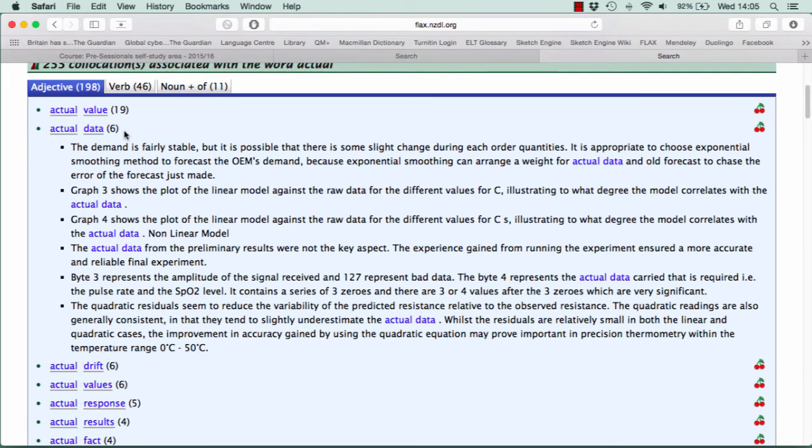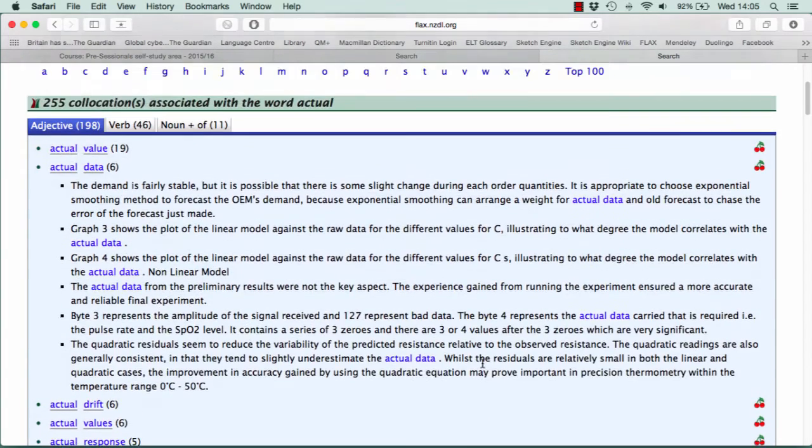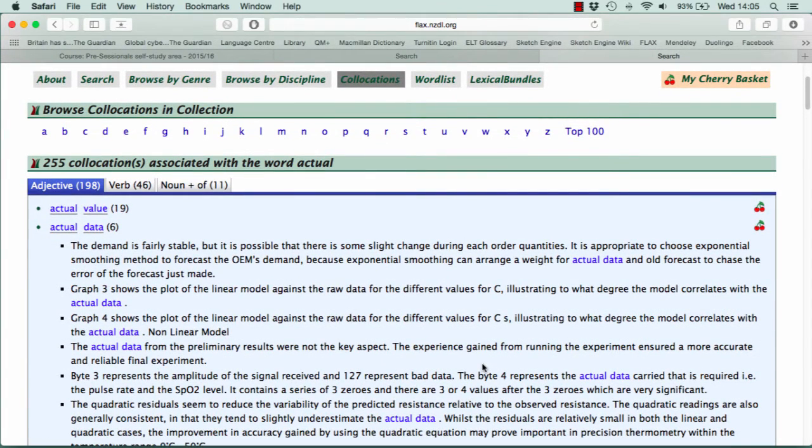Take actual data as an example. Once again, you now have 6 contextualized examples of that language in use. I hope that short introduction to FLAX and its functionality gives you some ideas about how you might want to go about exploring some of this language for yourself. You'll find good examples of assignment types, good examples of language use, and hopefully some ideas that you can start using in the work of your own.